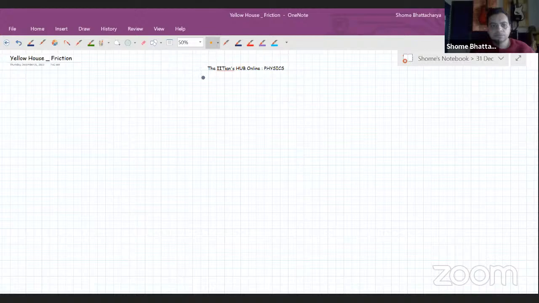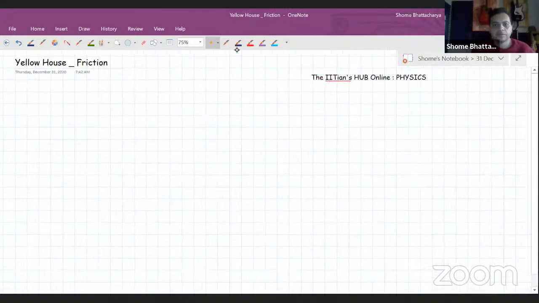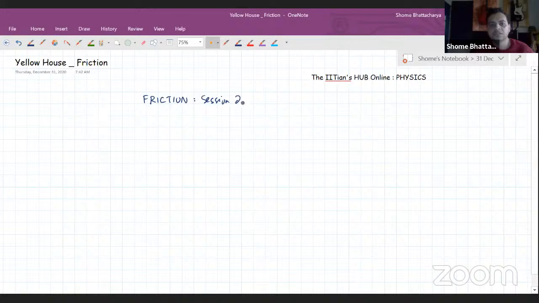So this is friction session number 2 for us. Last week we had started with the concept of friction, or the understanding of friction as a contact force between two surfaces that acts in such a way that it opposes slipping or tends to oppose slipping. So let's take a quick recap and then begin with a question.